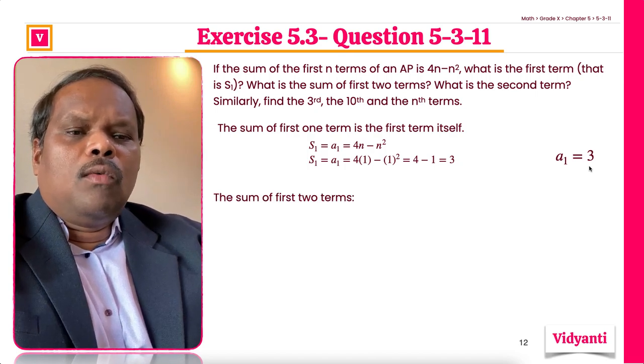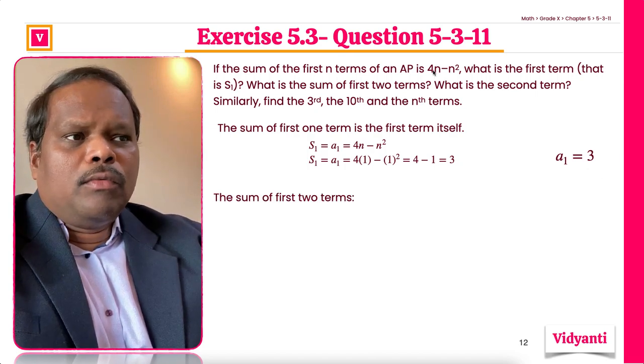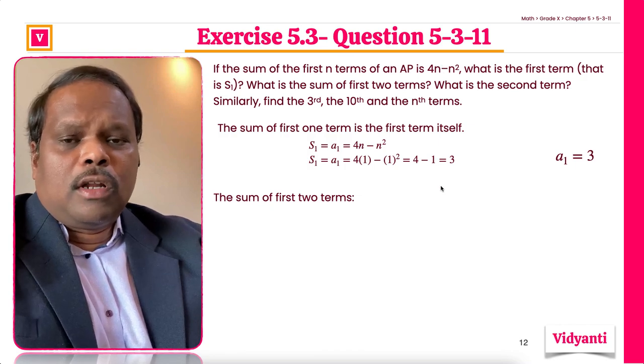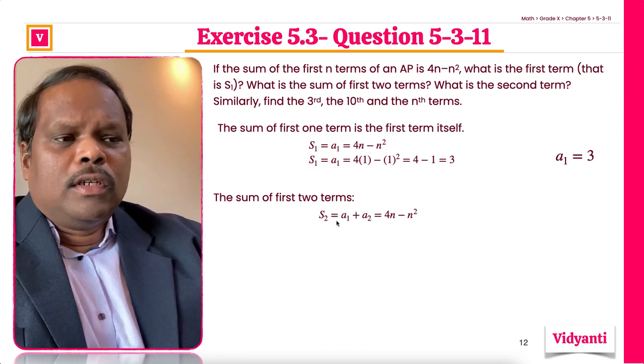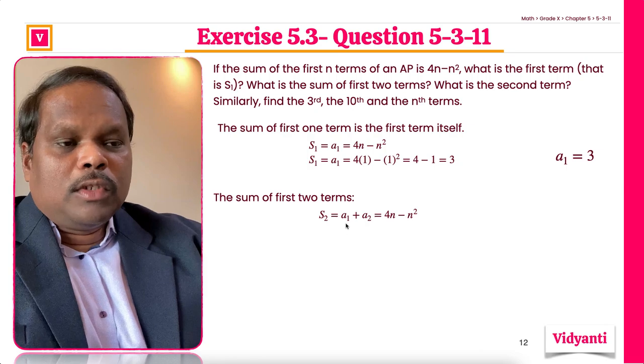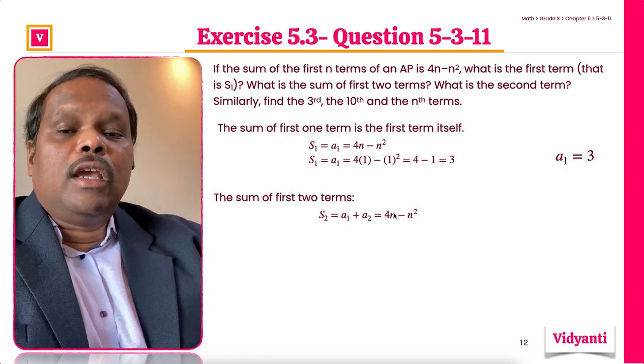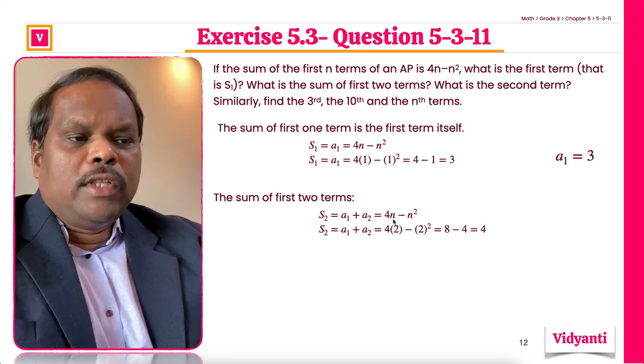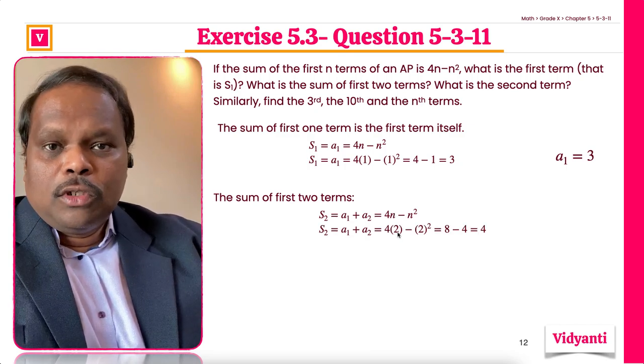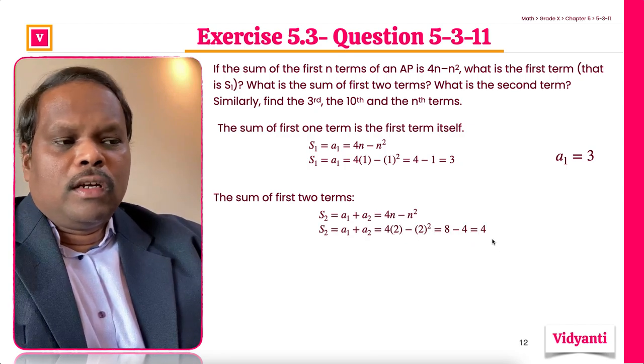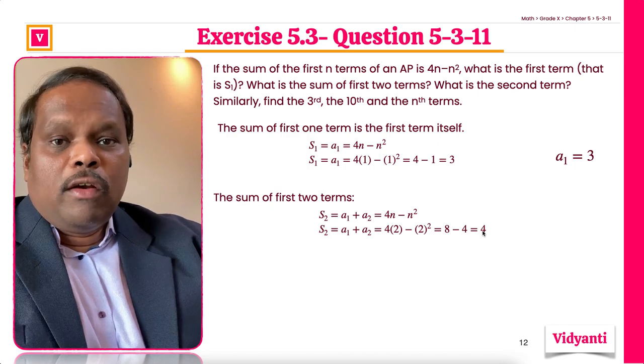Now, what about the sum of the first two terms? We have this governing equation. We will put now 2 and let's see what happens. So the sum of the first two terms, S2, will be evaluated by substituting n as 2. If you do that, that will come out to be 4 times 2 minus 2 square. So the sum came out to be 4.